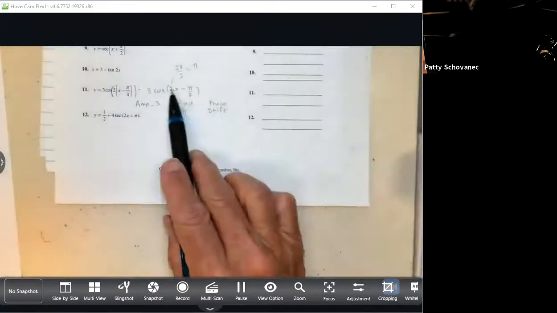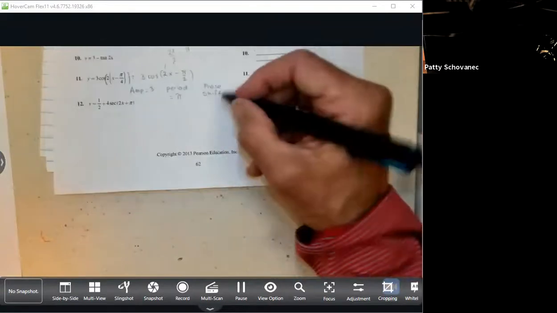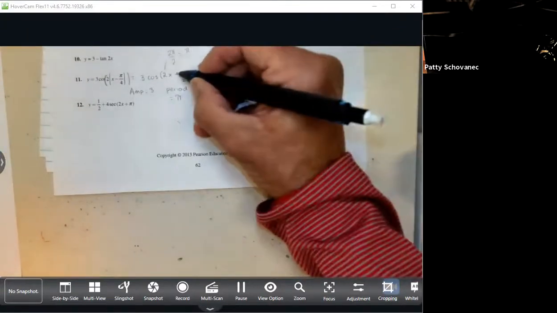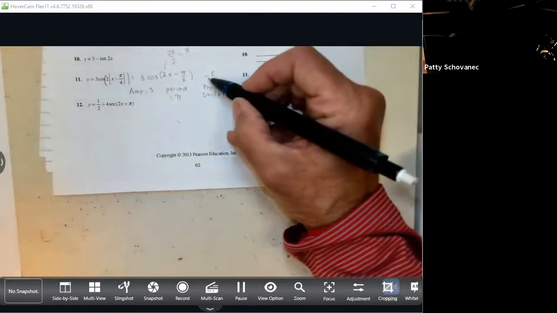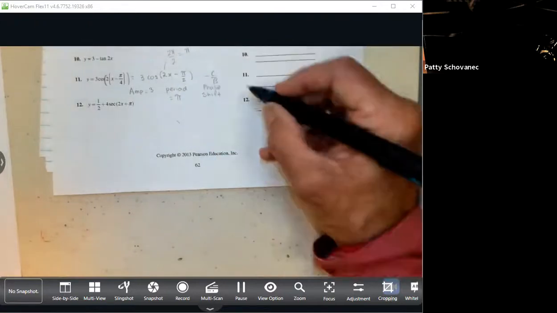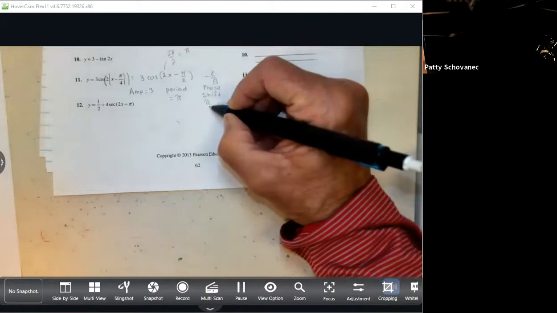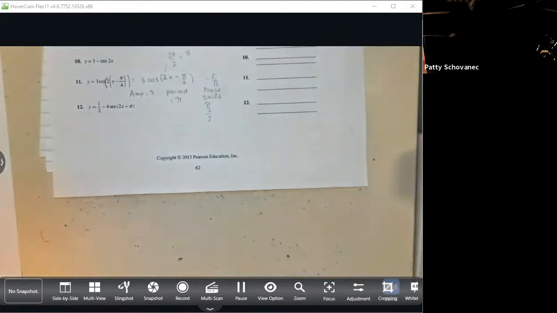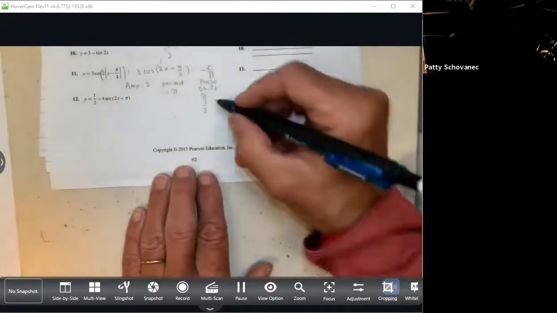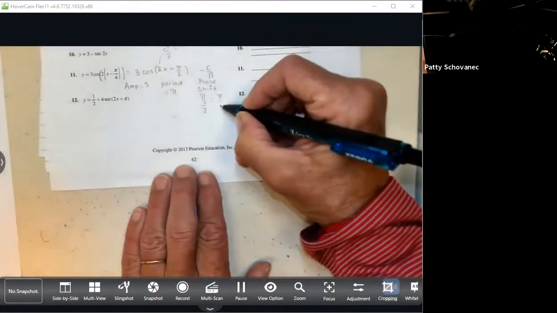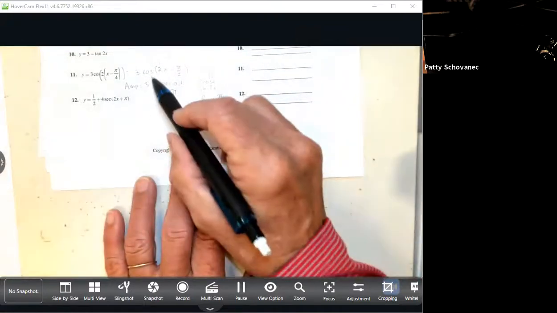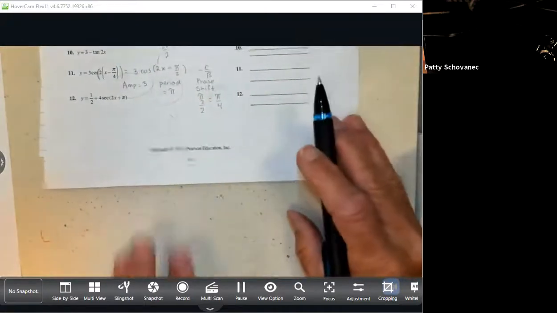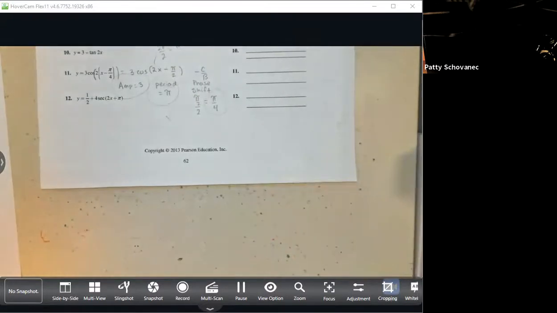And when it's multiplied out like this, how do you figure out the phase shift? Negative c over b. So you gotta take that sign. So you can also read that as the opposite of c. So pi over 2 would be the opposite of c. B was 2. What's pi over 2 divided by 2? Pi over 4. Amplitude of 3, period of pi, phase shift of pi over 4. It's positive, so it's to the right.